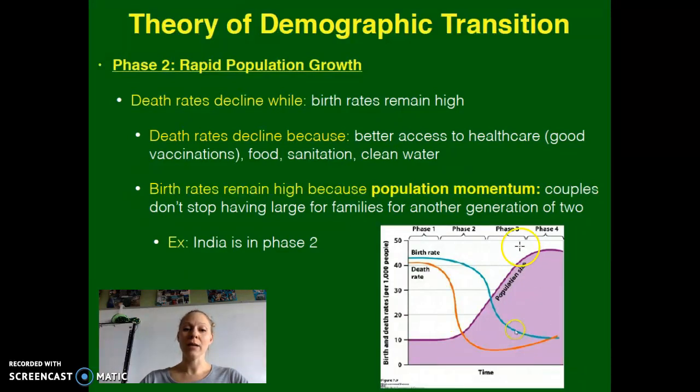But we know that population momentum, just because we see a change, it doesn't necessarily affect the economy for a while. So people are starting to see that children are living longer, quality of life is improving, the amount of farming is going down. However, people are still having lots of children because that is historically what people did. And so we see this rapid growth rate happening in India. India is in phase two.